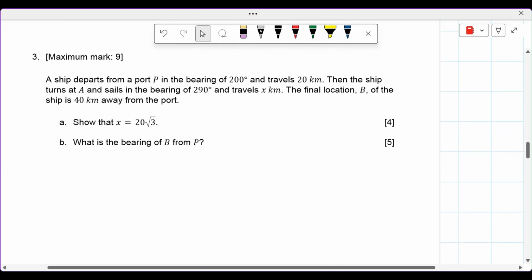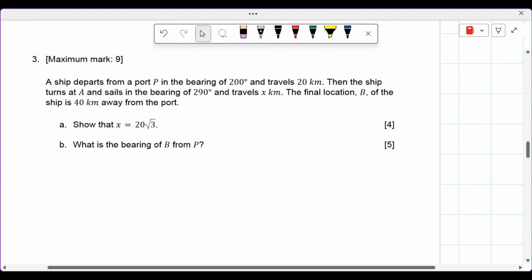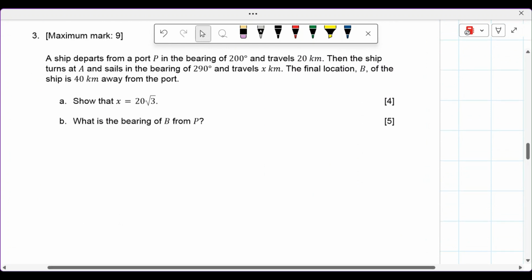Let's move on. Question number 3. A ship departs from a port P in the bearing of 200 degrees and travels 20 kilometers. Then the ship turns at A and sails in the bearing of 290 degrees and travels x kilometers. The final location B of the ship is 40 kilometers away from the port. So first thing, let's draw the situation.